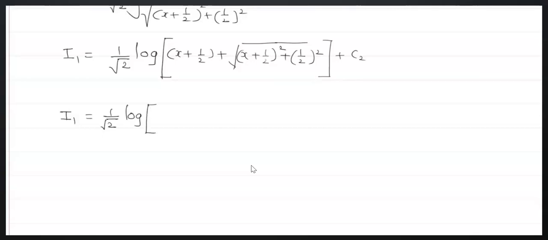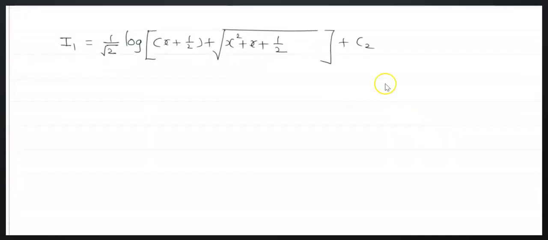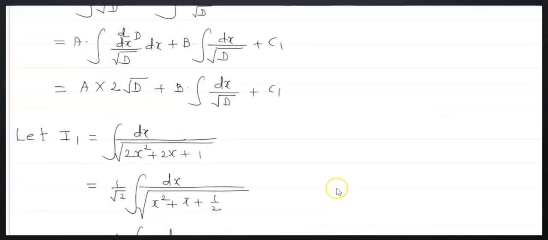I1 is equal to 1 upon root 2 log of x plus 1 upon 2, x square plus x plus 1 upon 2. If we simplify this, then you will get x square plus x plus 1 upon 2 plus C2.